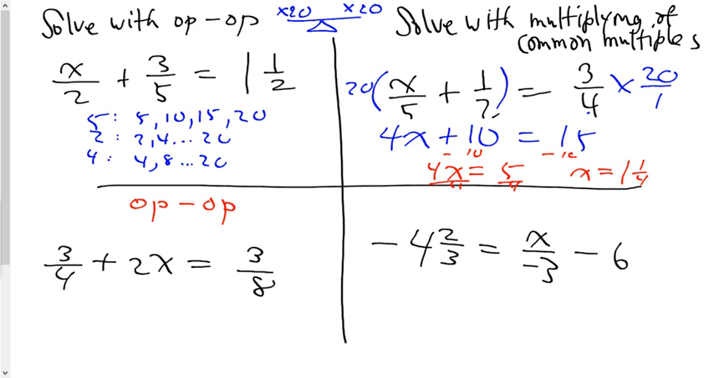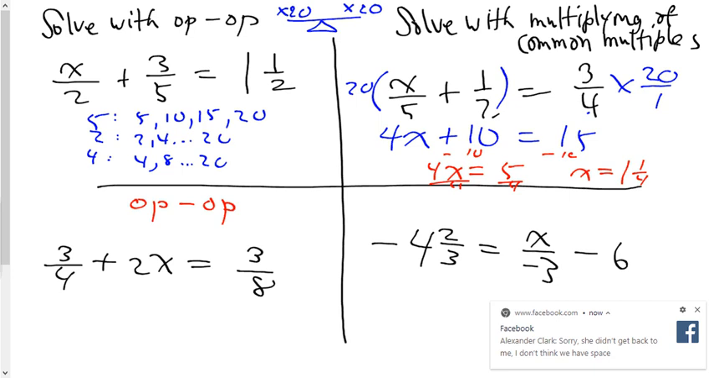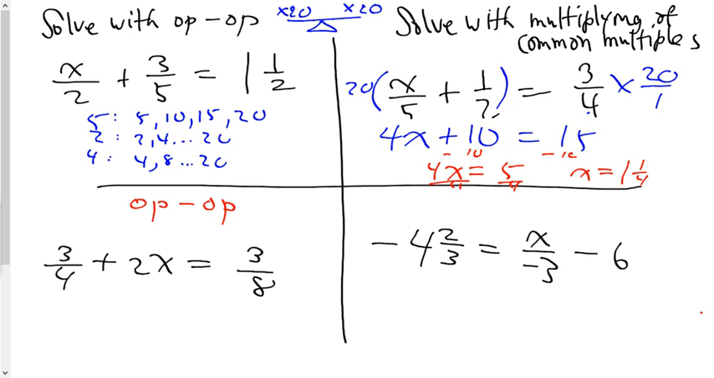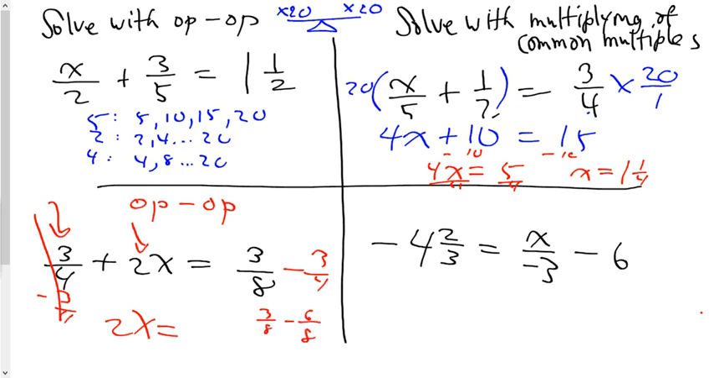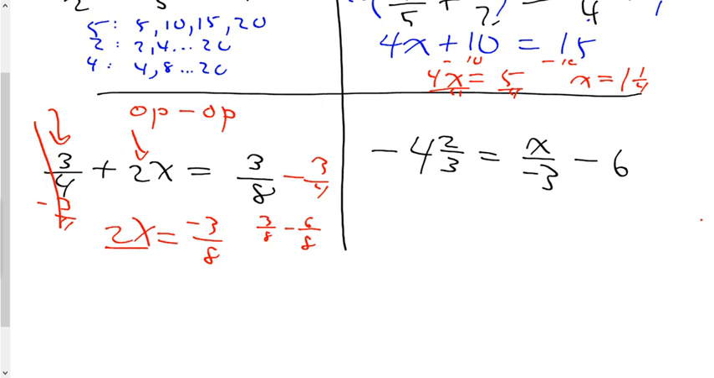In your next one, the variation in the third one compared to the first one is that your constant is your first term and your variable is your second. But I'm still going to subtract 3/4 from both sides to get rid of the constant. I have 2x equals, so 3/8 take away 6/8 will be negative 3/8. And once I have that, I'm going to divide both sides by 2.